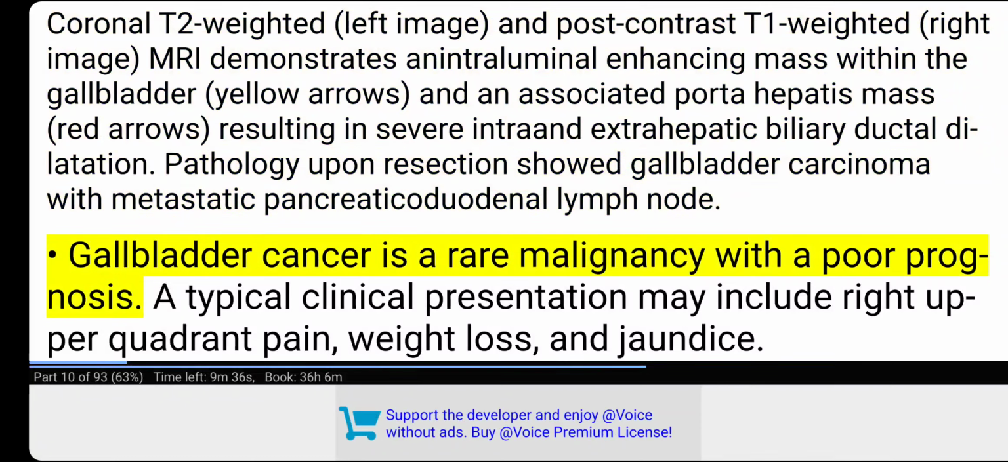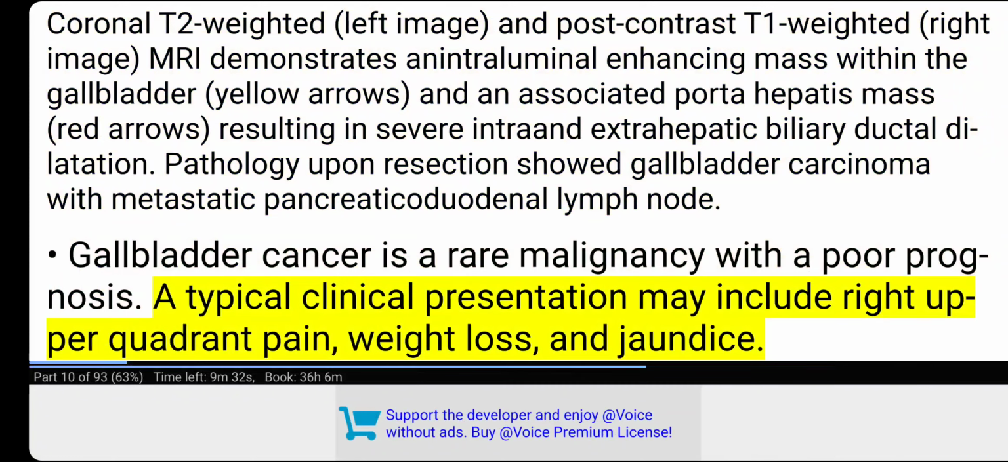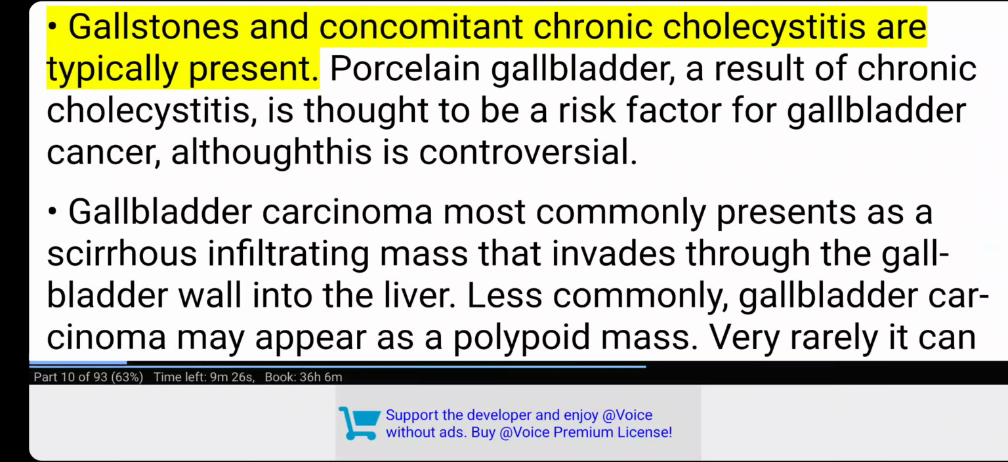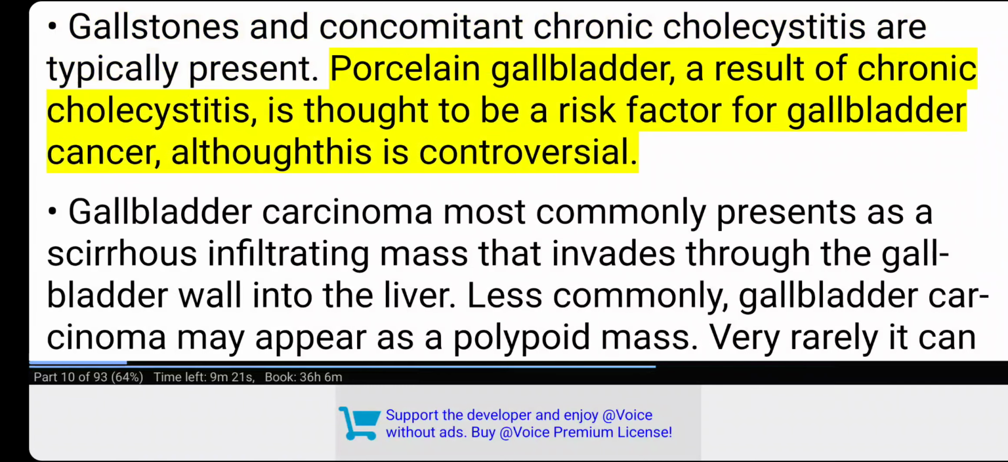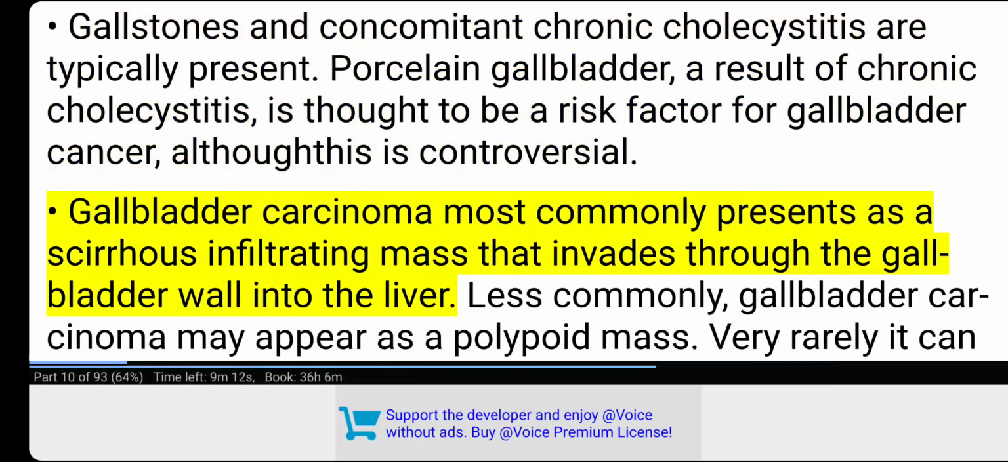Gallbladder cancer is a rare malignancy with a poor prognosis. A typical clinical presentation may include right upper quadrant pain, weight loss, and jaundice. Gallstones and concomitant chronic cholecystitis are typically present. Porcelain gallbladder, a result of chronic cholecystitis, is thought to be a risk factor for gallbladder cancer, although this is controversial. Gallbladder carcinoma most commonly presents as a scirrhous infiltrating mass that invades through the gallbladder wall into the liver.